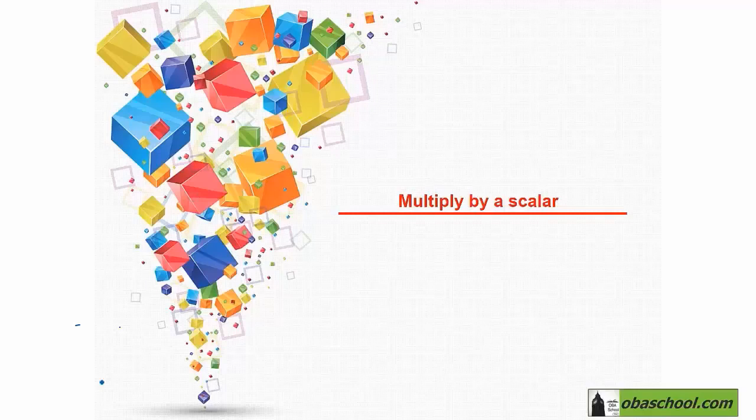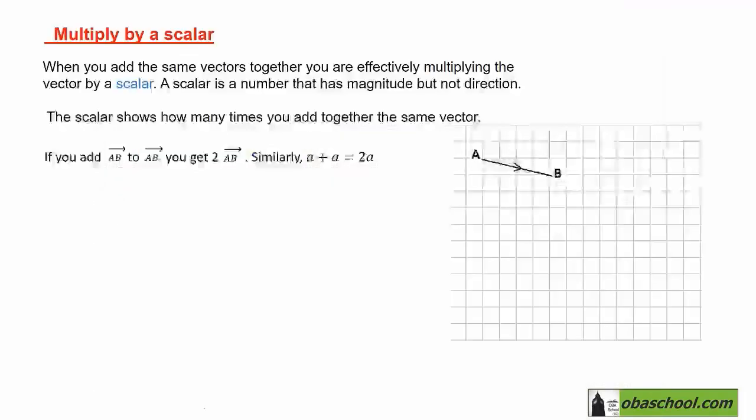In this tutorial, we're going to talk about multiplying by a scalar. At first, let's talk about the scalar. When you add the same vectors together, you are effectively multiplying the vector by a scalar. A scalar is a number that has magnitude but not direction. And so, the scalar shows how many times you add together the same vector.